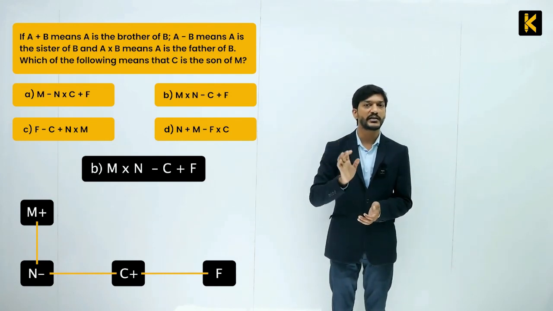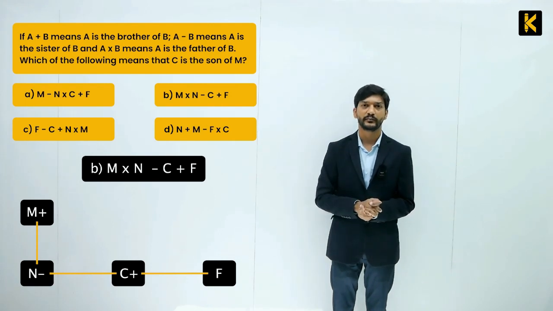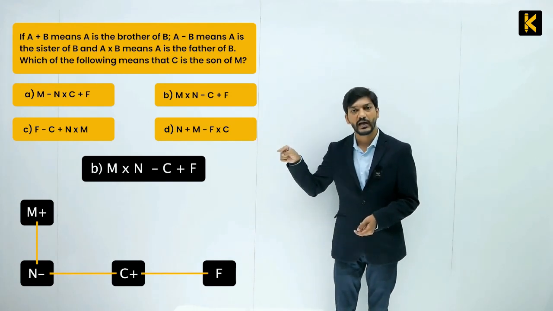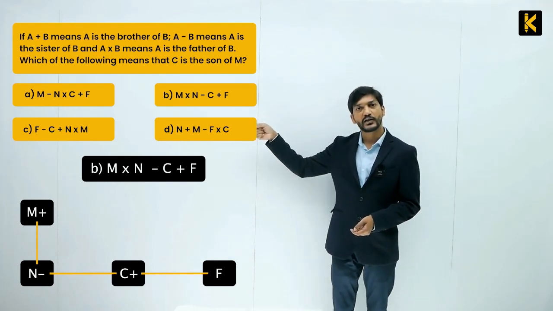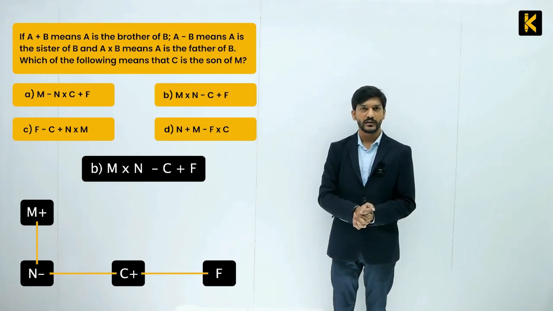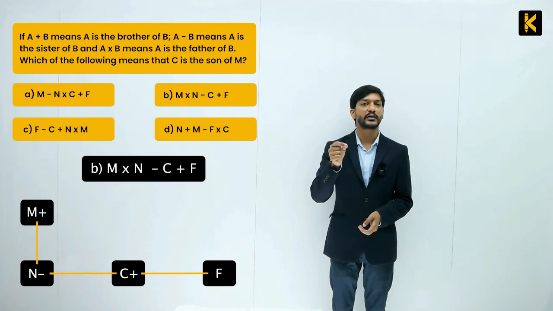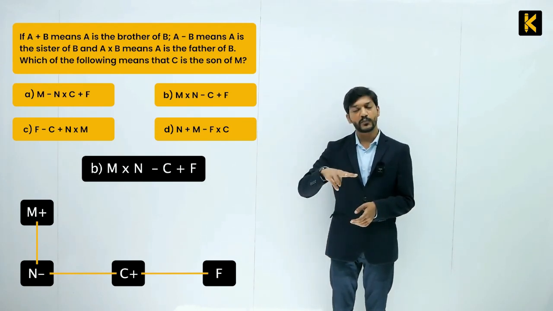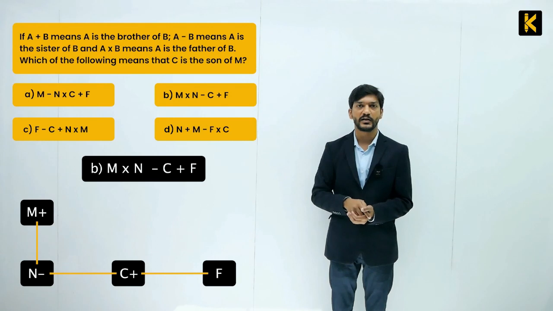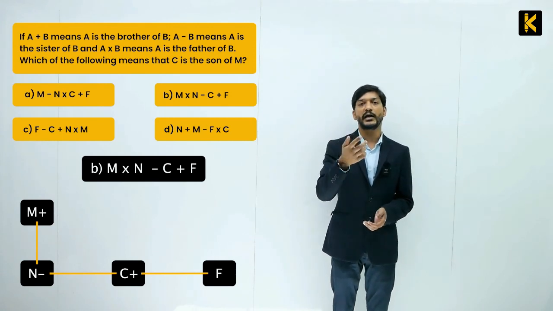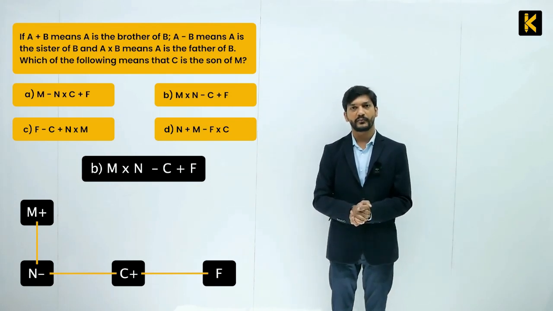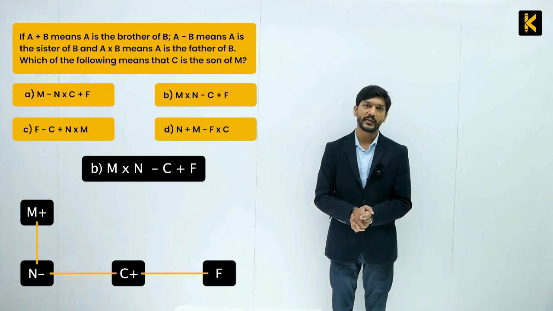So if they are brothers and sisters, they will have the same father. So if M is the father of N, then M will be the father of C as well, and M will be the father of F as well. Okay. So for sure M is the father of C. And opposite, I can say C will be the son, because it is a plus, not minus. So C will be the son of M. So here we are observing that C is the son of M. So that's why this option will be correct.